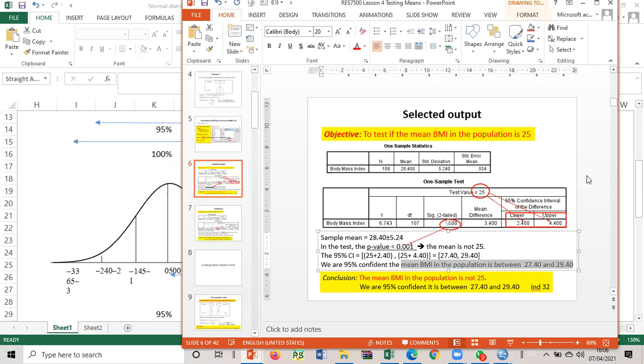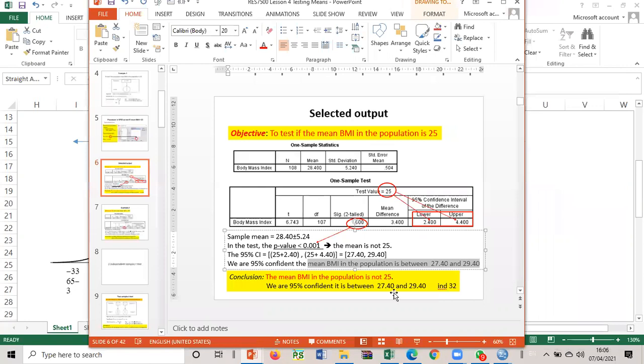Professor, it could be equal to, or between, right? That's what it means. Yeah, it could be equal to or between. We normally say between. It's between these two, including the limits.